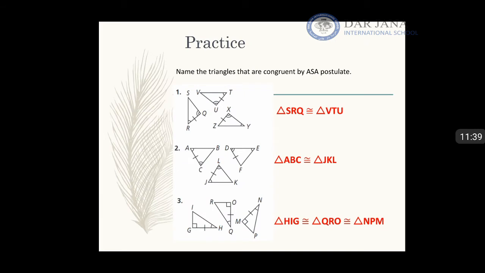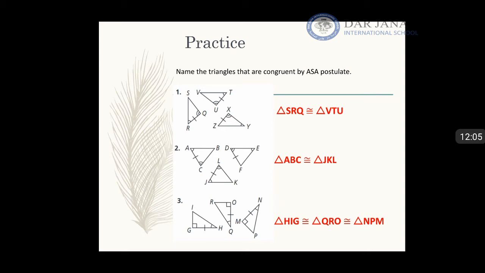Name the triangles that are congruent by ASA postulate. So we have to specify which of those triangles are considered congruent if we are using the ASA postulate to prove triangles congruent. Let's check the first example. Let's consider triangle SRQ as the first triangle, triangle VTU as the second triangle, and triangle ZYX as the third triangle. Let's specify and check the angles first.